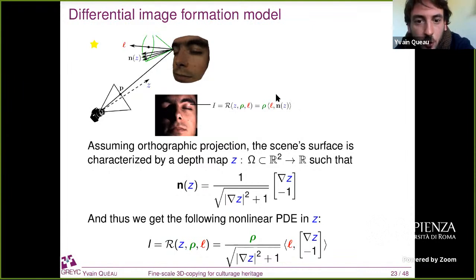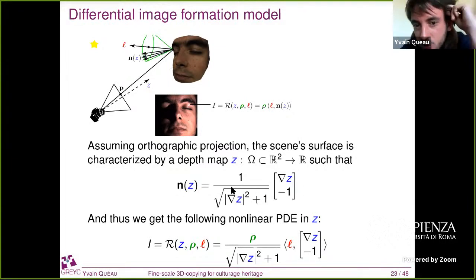Now, in terms of mathematics, how do we do that? Recall that we had this image formation model, that the intensity is equal to the product of the albedo times the scalar product between the light and the normal to the surface. If I assume that the camera is orthographic, then I can say that the normal to the surface is essentially the gradient of the underlying depth map. And the normal to the surface is a unit length vector, so I have this normalization factor.